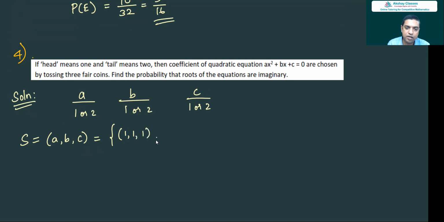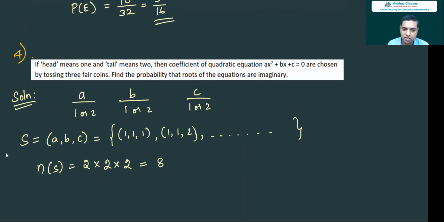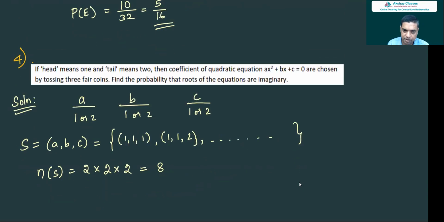It can be 1, 1, 1, 1, 1, 2, so on. 1, 2, 1, 1, 2, 2. How many such combinations? N of S. A can take two values, either 1 or 2, that is heads or tails. B can take another 2 and C can take another 2. So we get 8. N of S is 8. There are 8 possibilities. Now find the probability that the roots of the equation are imaginary.